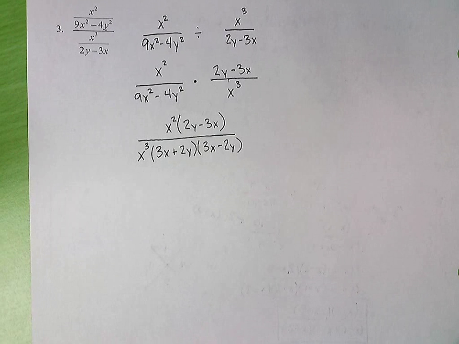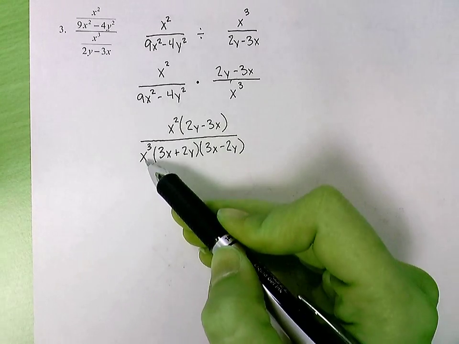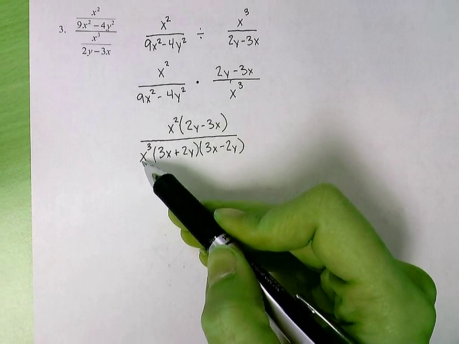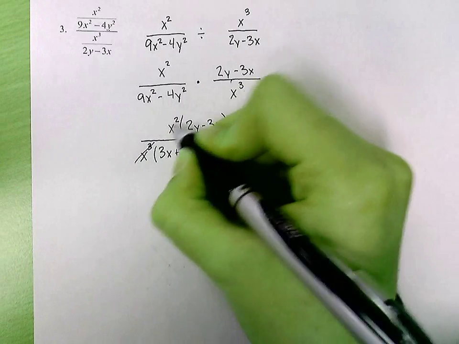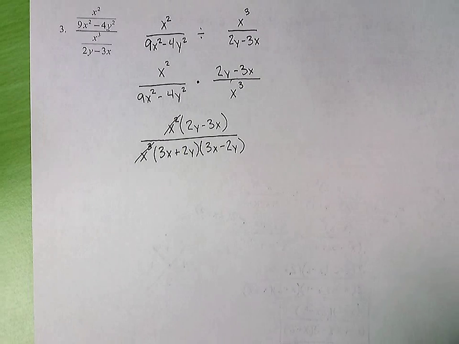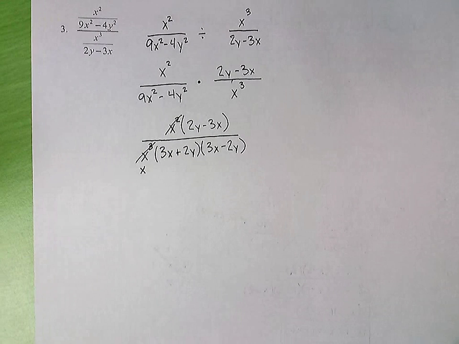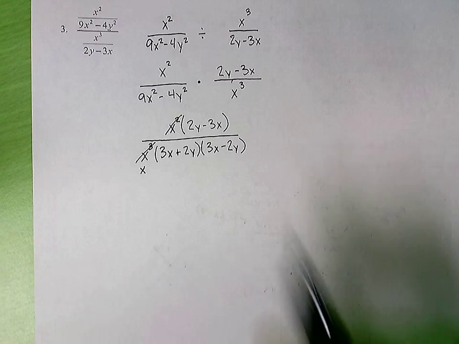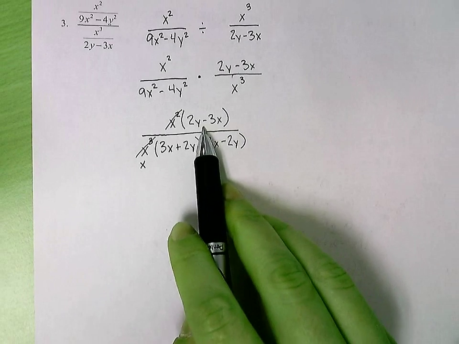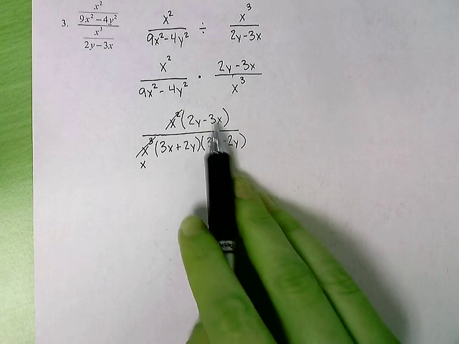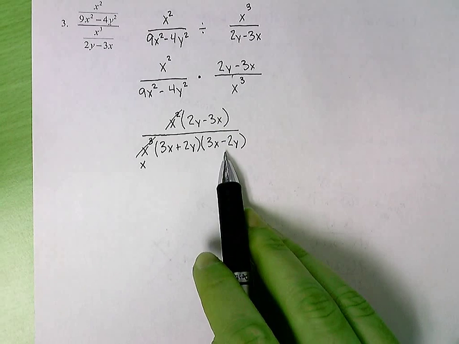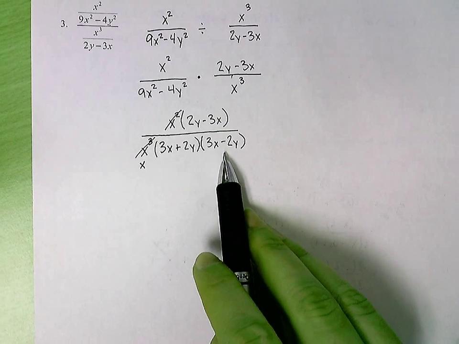Alright, so I can start canceling some stuff here. I have an x squared on top and an x cubed on the bottom. Okay, so the one on the top will cancel, but you still have one left in that denominator, right? So I still have an x. Now, again, just like the last problem, these two look similar, but you can't cancel them out yet.